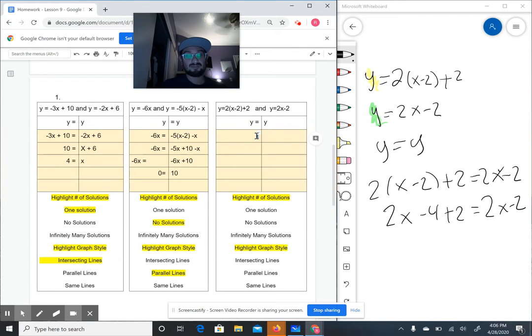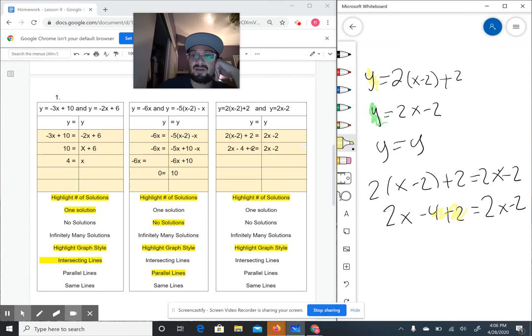So 2 times x minus 2 plus 2 equals 2x minus 2. So 2x minus 4 plus 2 equals 2x minus 2. And we're almost there. So we can see that we do have like terms here. These two are alike and on the same side of the equation. So you're going to have 2x minus 2 equals 2x minus 2.